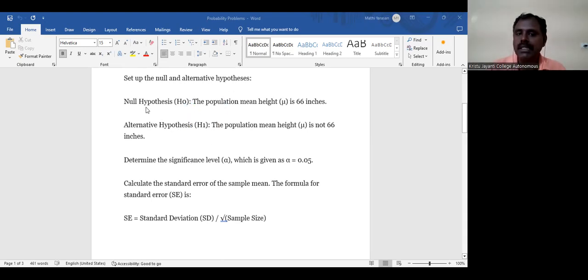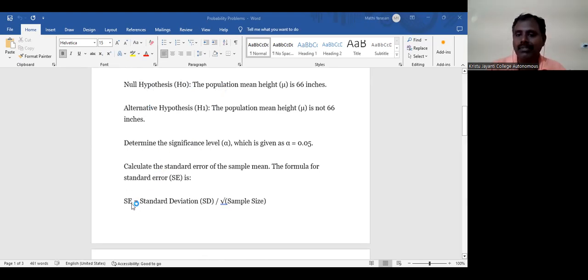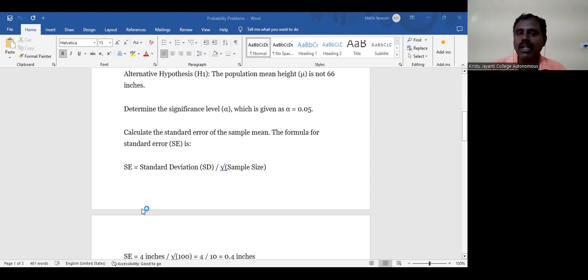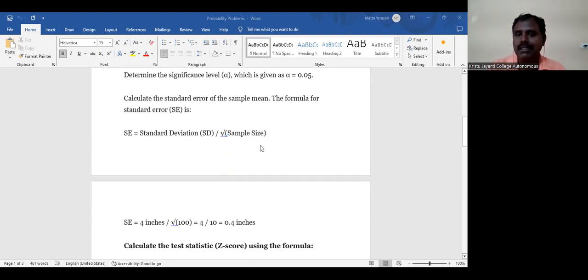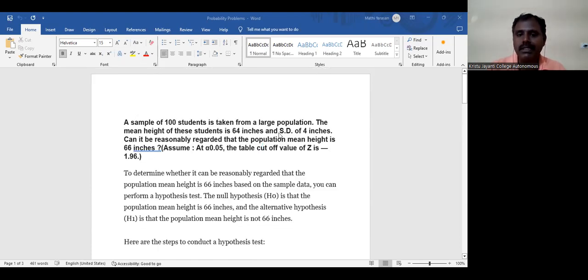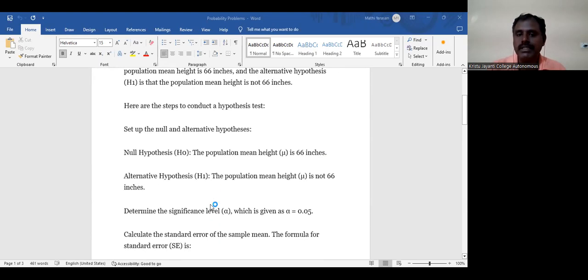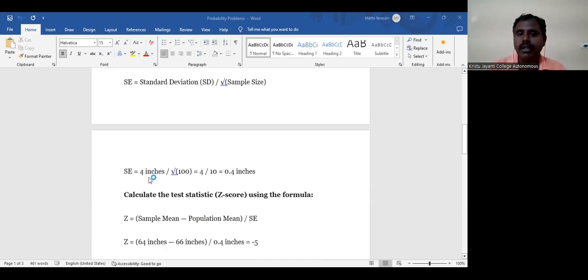After setting these hypotheses, null hypothesis and alternative hypothesis, we have to find out the standard error value. How are we going to find it? Standard deviation divided by square root of sample size. The standard deviation value is given in the question itself. See here, the mean value they have given is 64, and the standard deviation they have given is 4 inches. So I substituted that here: standard deviation 4 inches divided by square root of sample size. There are 100 students in the sample. So square root of 100 is 10. So 4 by 10 gives 0.4 inches.